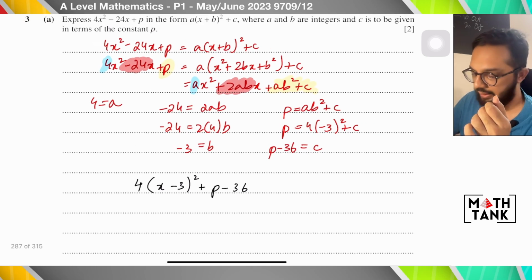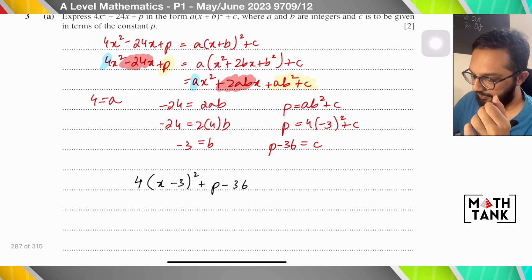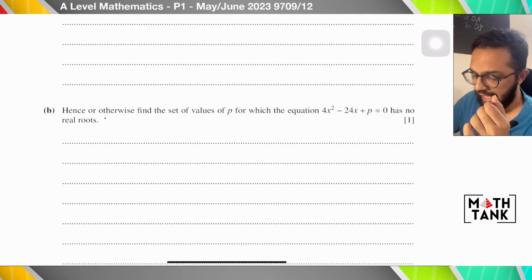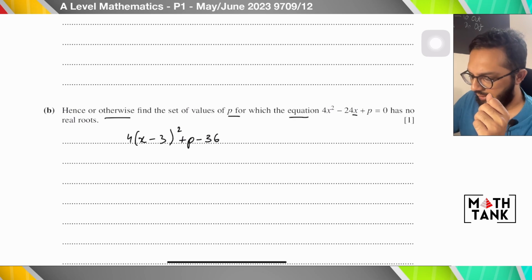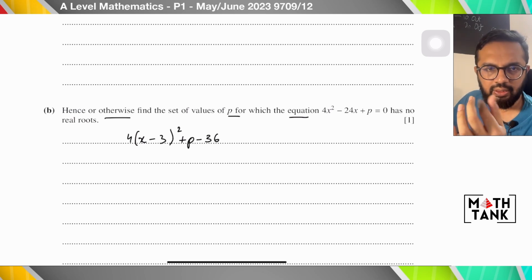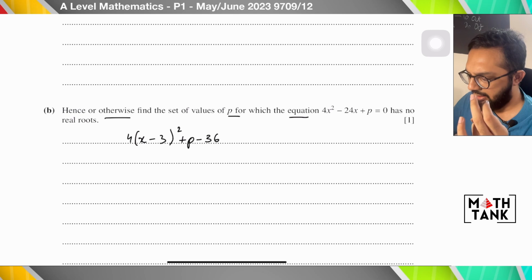Yeah, that is the correct answer. And it says hence or otherwise, so I can use the expression that I have. Let's write that down again. Plus p minus 36. Find the set of values of p for which the equation has no real roots. I could use the original equation and do it, and I think that's going to be the easier bet, because I will probably find it difficult to explain this to you, but I will certainly try.